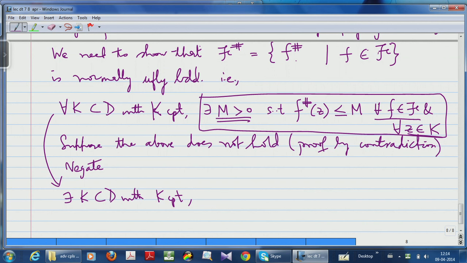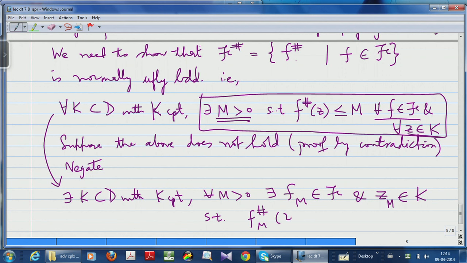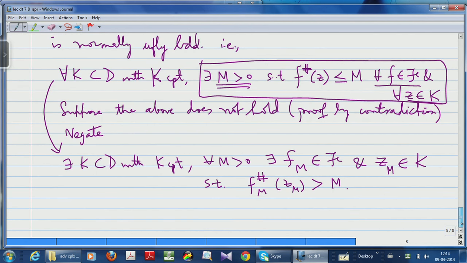So the way this part negates is you will get for every capital M greater than 0, there exists an f sub m in the family, and a point z sub m in the compact set, such that the spherical derivative of f sub m at z sub m is going to be greater than M. This is how it negates. This is the negation of that statement. So basically I want to show that if this happens, I'm going to get a contradiction to what I've assumed, namely that for the family, whenever you have a sequence, you can extract a normally convergent subsequence.